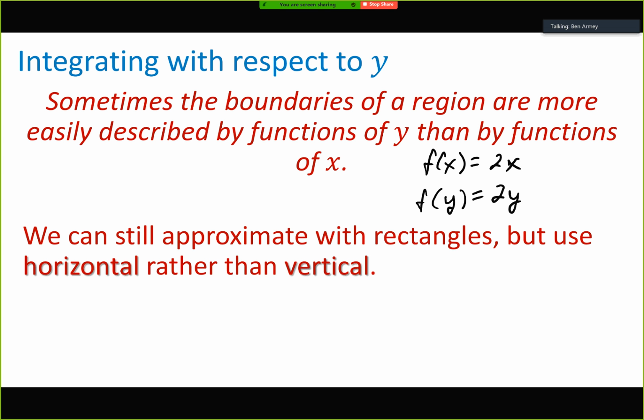We can still use rectangles to approximate. So when we have a curve, whatever it looks like, remember all we're doing is adding up an infinite number of rectangles, but we've always drawn the rectangles vertically, and the width of the rectangle is that dx. All of our integration, we've always done with dx, thinking vertical rectangles. Well, now we're going to change it up. We're going to use horizontal rectangles and integrate with respect to y instead.